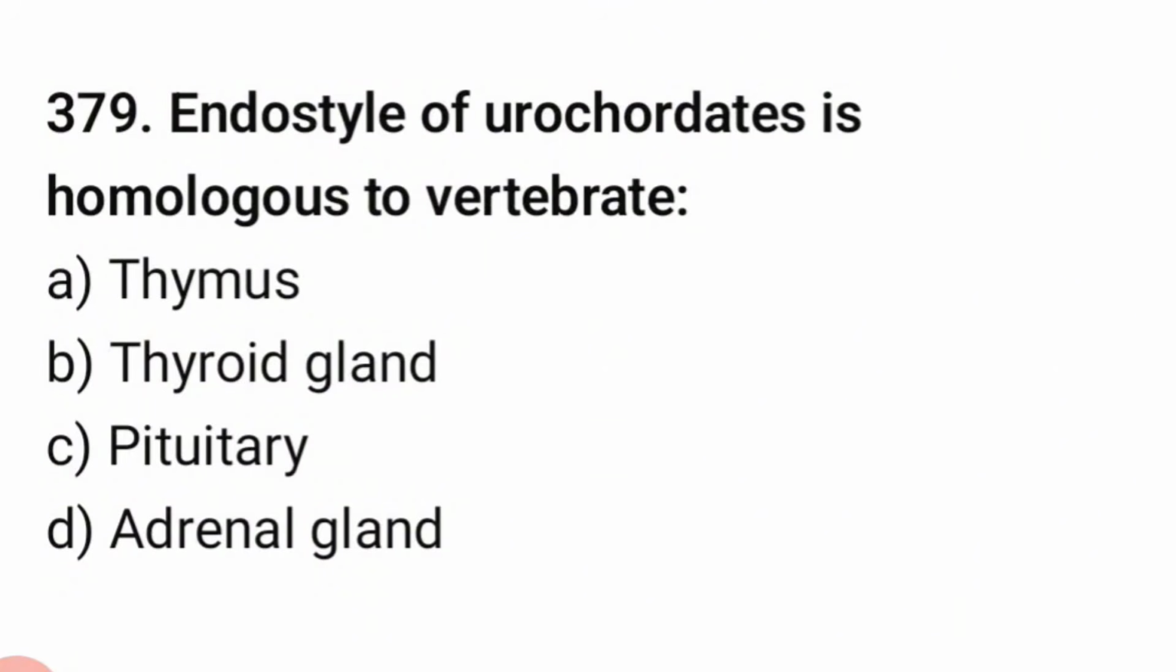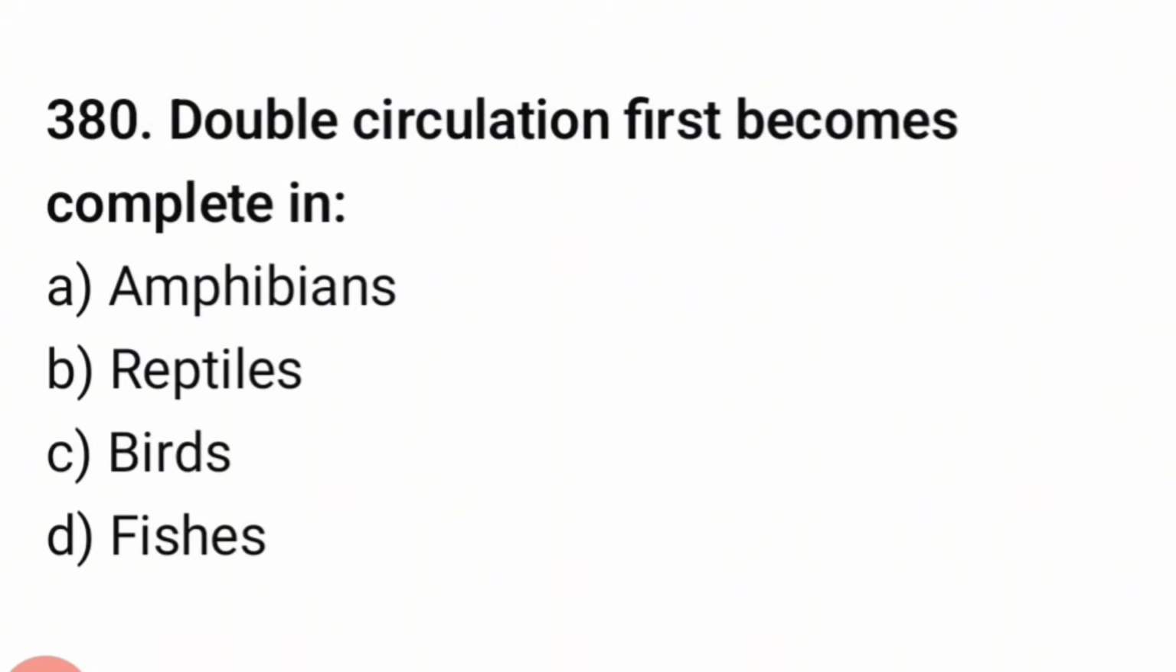Question 379. Endostyle of urochordate is homologous to vertebrate. Right answer is option B. Homologous to vertebrate thyroid gland. Question 380. Double circulation first becomes complete in. Right answer is option C, in birds.